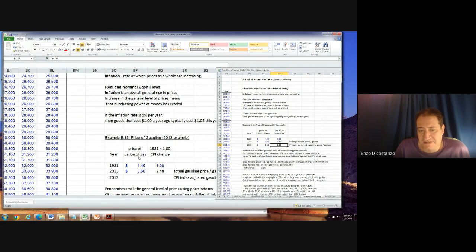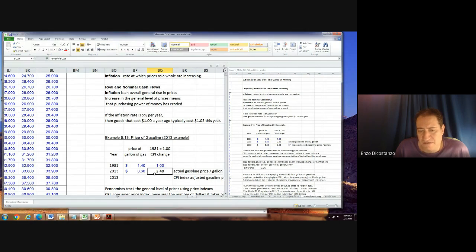So the index, and so we want to look at the end. This is the actual price, what you drive to Exxon. It says 360. The CPI moved 2.5 times. So let's refer to that 2.5 times, and we'll say equals the 1.4. So it really should be 347 or 350.